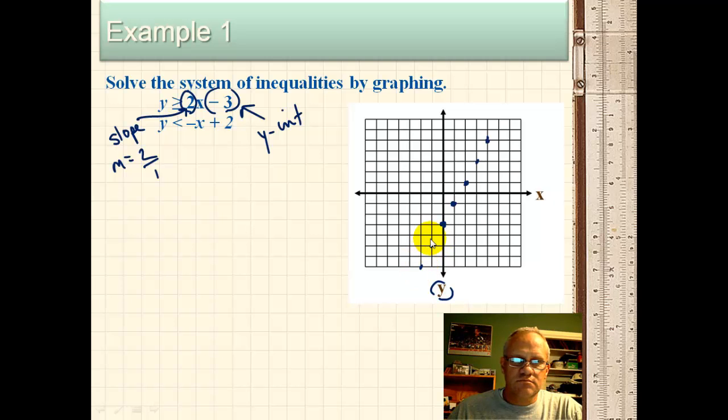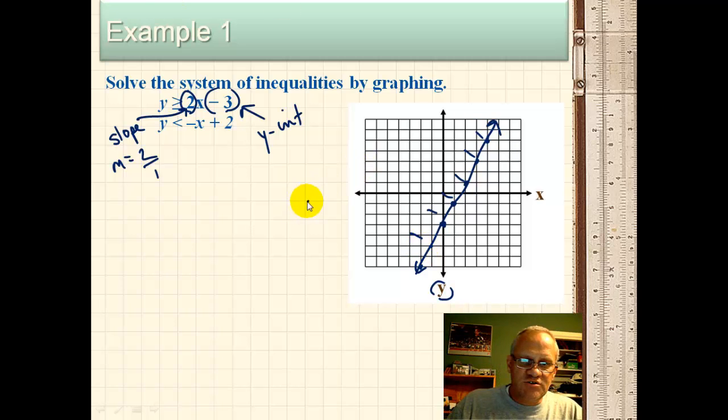All right, Annalee, is this a solid or a dotted line? It's a solid line because there's an equal sign. Good. And so I'm going to draw a solid line here. And then greater than is above. Now I'm not going to really shade this in darkly yet because I have to see where the other one's going to go. But I'm just going to make a few lines here to show myself that it's going to shade above. Okay? So that's the first one.